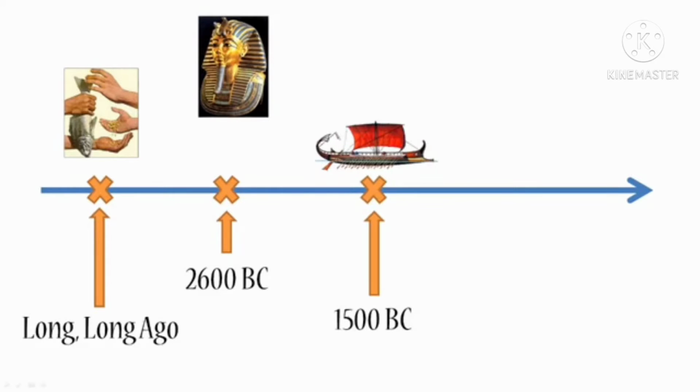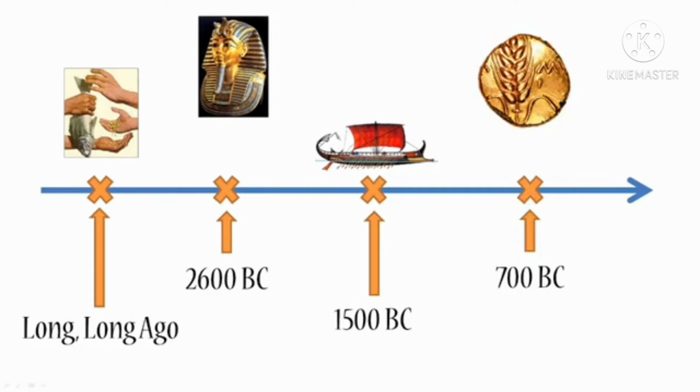Next, around 1500 BC, countries started using gold for international trade. So instead of just exchanging goods, they would exchange gold for goods and goods for gold, and that kind of simplified things. Then, to simplify things even further, around 700 BC, the first gold coins were created.